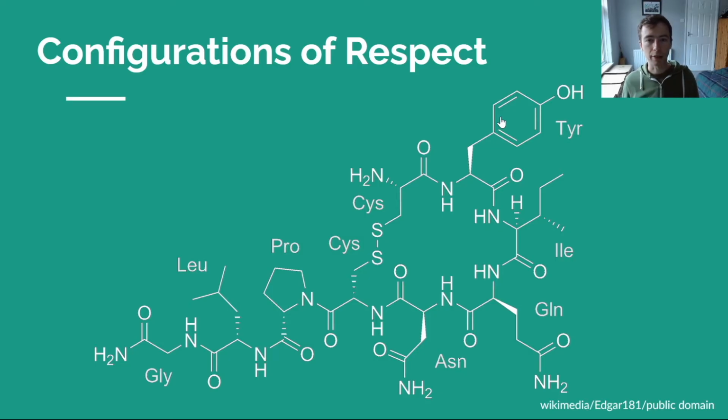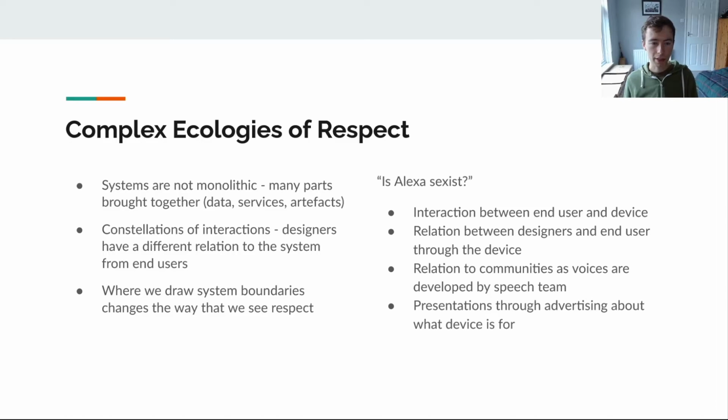I'm going to move on now to the configurations of respect that arise when we're looking at systems in the wild, and we can think about different boundaries between people and parts of the system and look at how respect affects those boundaries particularly. So these complex ecologies arise because systems aren't monolithic. They've got lots of interlocking parts that work together, vast design and development teams, people who use them, and then also people who are affected by them in their normal usage.